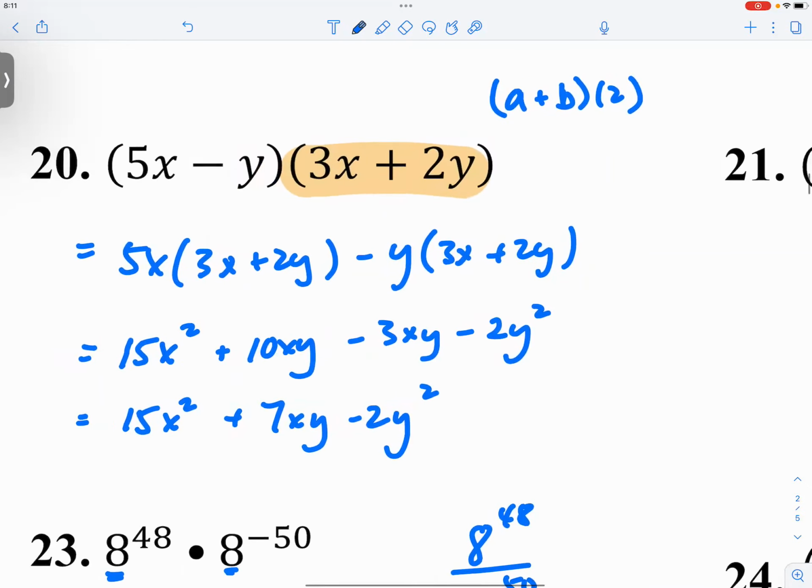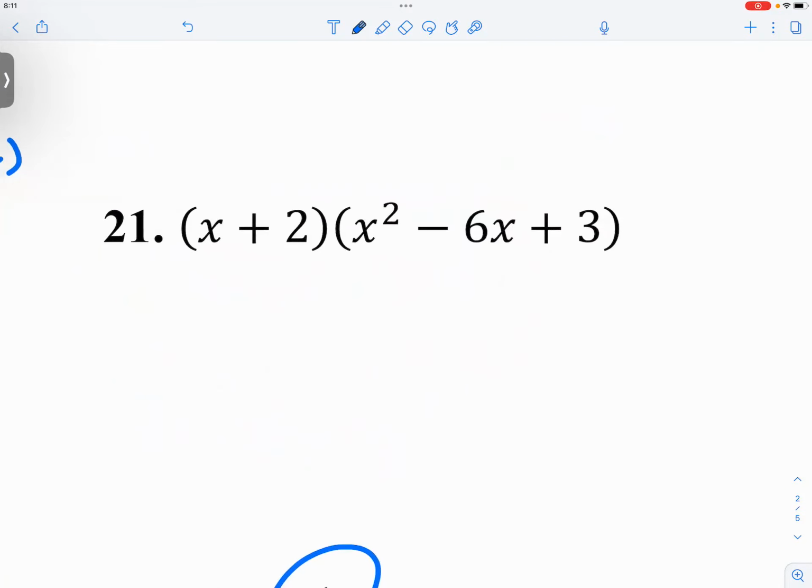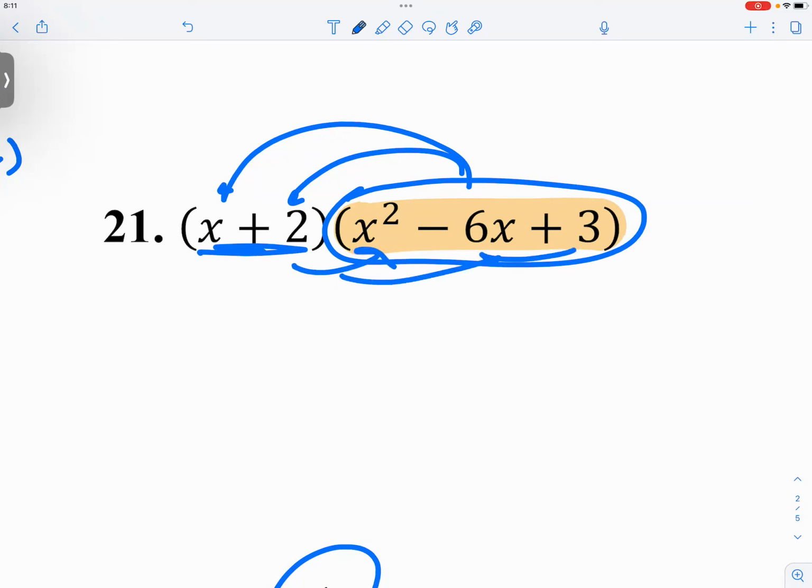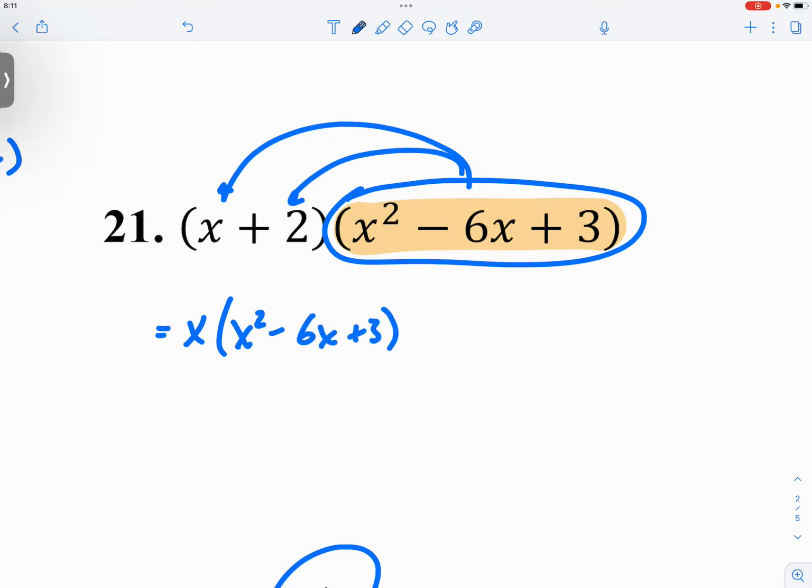And as for number 21, again, you just treat one of the parentheses as a single entity. So I would like to treat this as a single entity, and I'm thinking about distributing this into the parentheses in front of it. Now, you can, of course, think about this as a single entity and then distribute into an individual one. You can do that too. Nothing is wrong with that, but I like this one better because it is simpler.